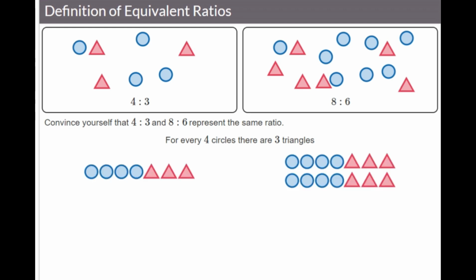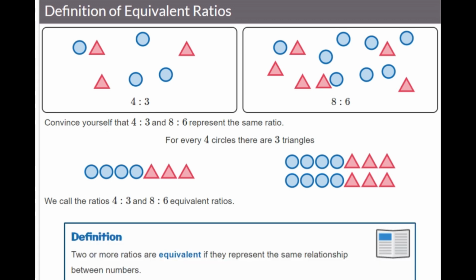This is much clearer if we organize the shapes in each diagram a bit better. Notice now that in the second diagram, the statement for every 4 circles there are 3 triangles still holds true. And so both diagrams represent the same relationship between the quantity of circles and triangles. We call the ratios 4-3 and 8-6 equivalent ratios. By definition, 2 or more ratios are equivalent if they represent the same relationship between numbers.